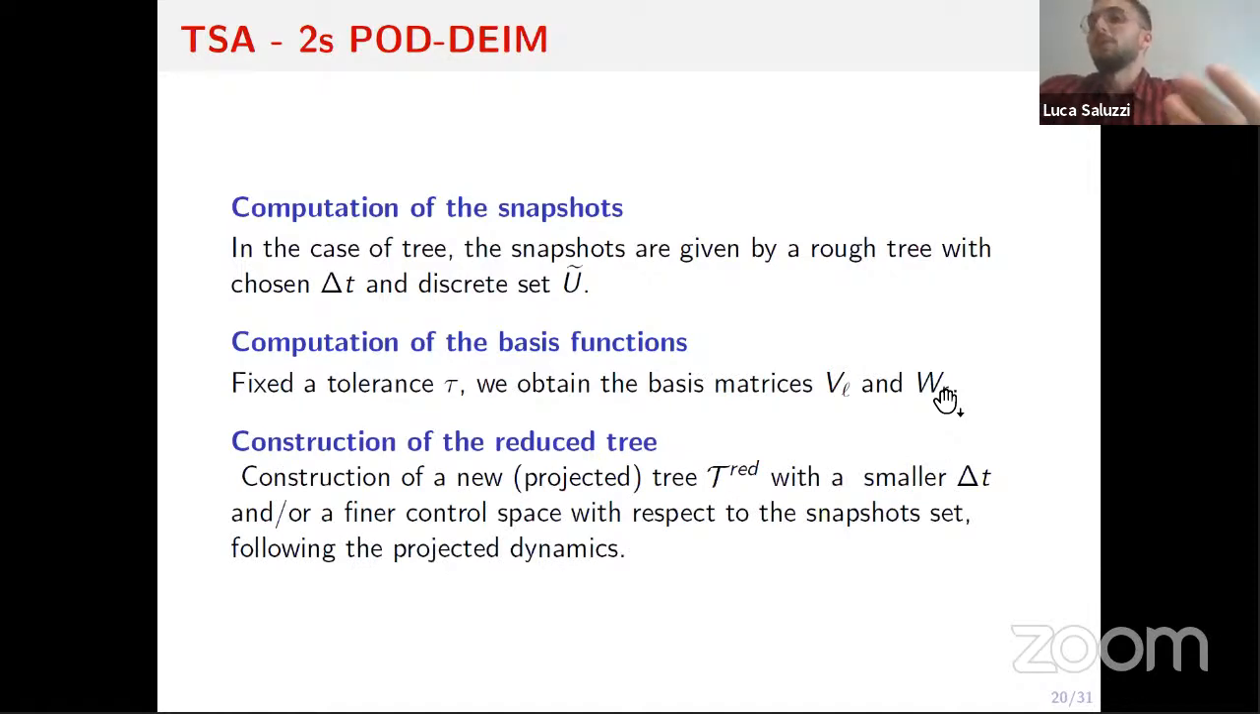And now we have to construct... thanks to this new basis, we can consider the projected dynamics I showed you before, and we have to construct a new tree, which will be the reduced or projected tree. We can consider either a smaller delta t or a finer control space, so we can add more discrete controls. And then we proceed as without model order reduction: we construct a tree and then we compute the value function on this tree.